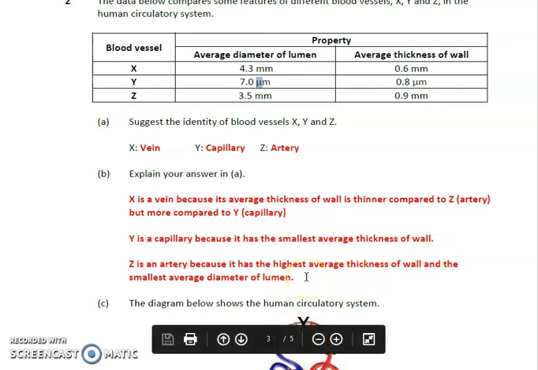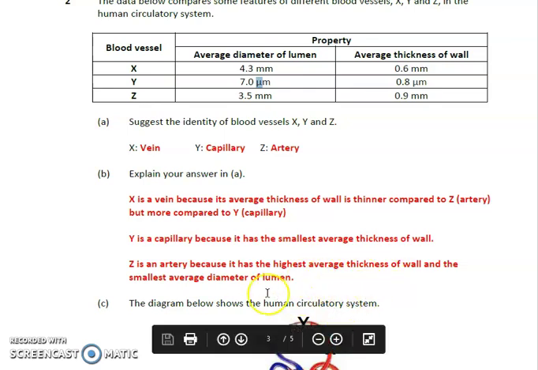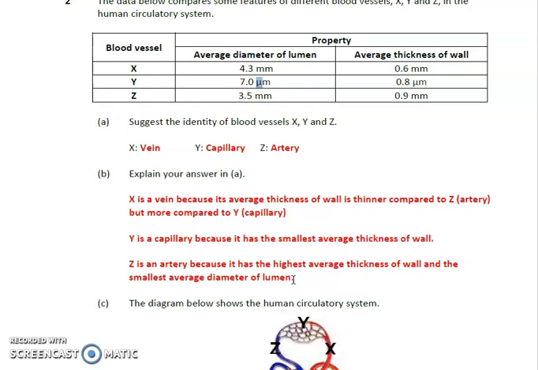Okay, Z is the artery because it has the highest average thickness for the wall. Okay, then the gap, which is the lumen, right, is also small. Okay, so basically this is artery. Okay, you can pause the video and do your corrections if you did not get this part of the answer correct.